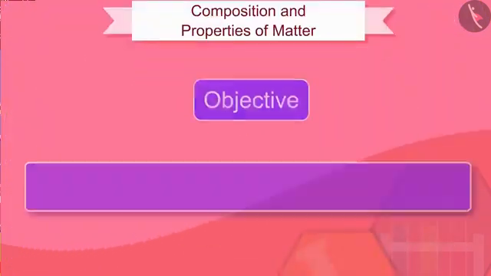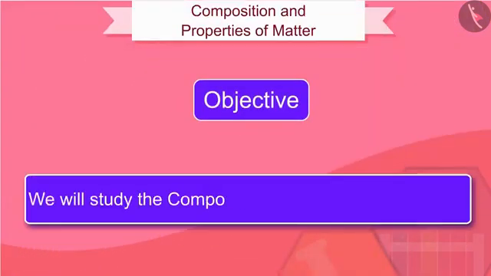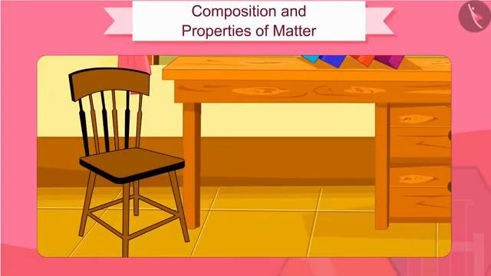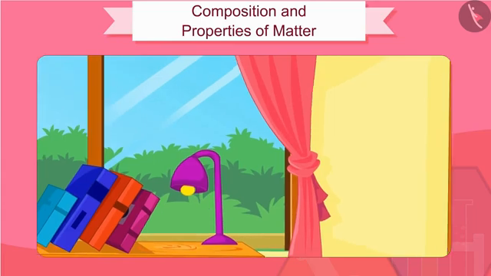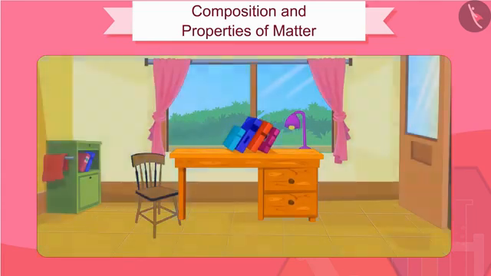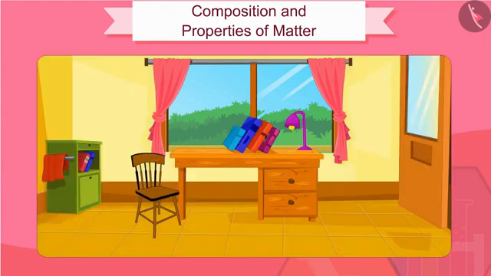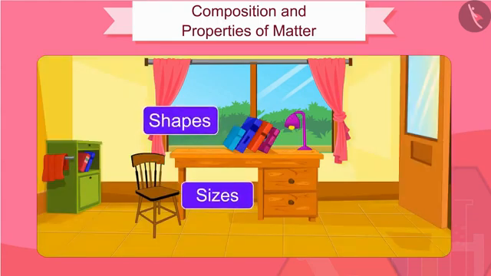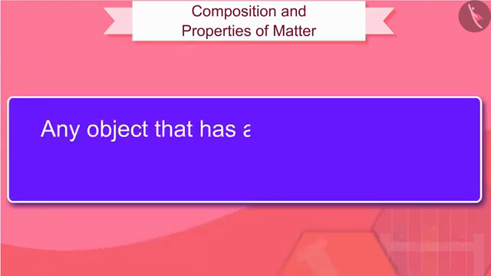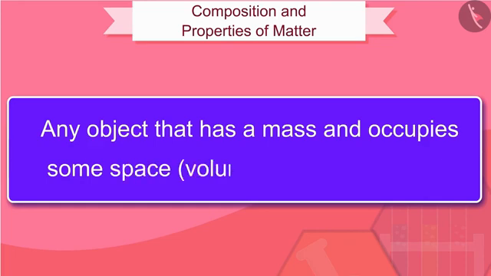In this video, we will study the composition and properties of matter. As we look at our surroundings, what do you see? Yes, we see a large variety of things around us which have different shapes, sizes and textures. Any object that has a mass and occupies some space, volume, is called a matter.